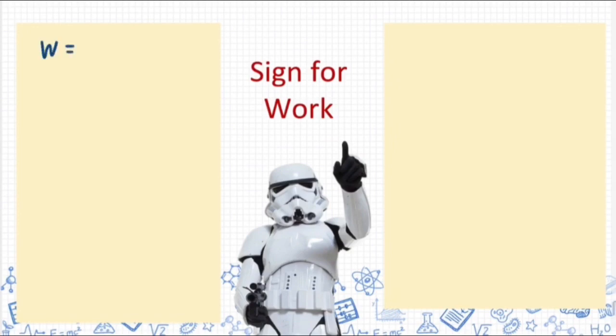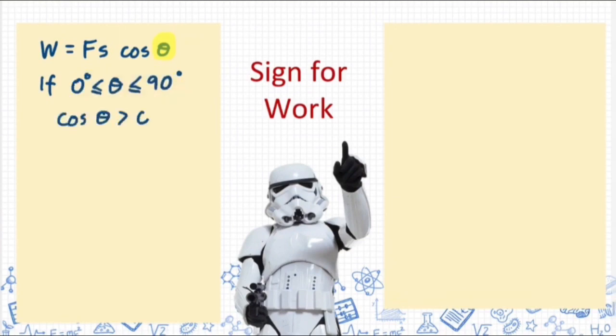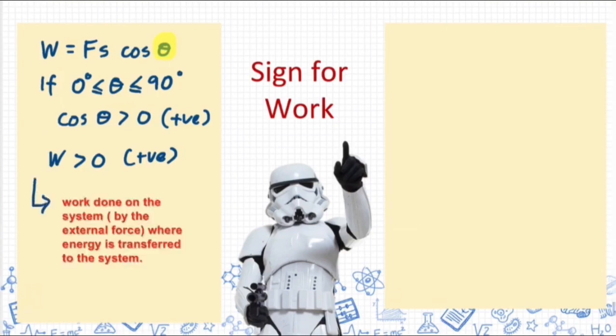Okay, now we will look at the sign for work. So we know that W is equal to Fs cos theta. If the angle between F and s is between 0 and 90 degrees, the value of cos theta will be more than 0, and this will give us a positive value. So if cos theta is positive and we substitute that into the formula of work, then we will get work is more than 0 as well, which is also a positive value. Positive work indicates that the work is done on the system by an external force and energy is transferred to the system.